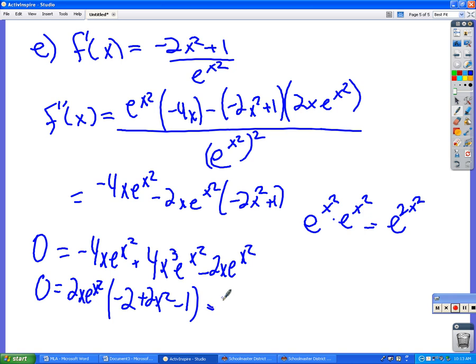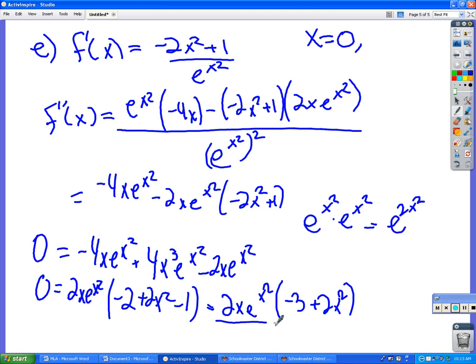So that is 2x e to the x squared times negative 3 plus 2x squared. Set this equal to 0, you add 3, divide by 2, and take the square root. Which one will never equal 0? 2x, oh yeah, never mind, my bad. So x equals 0 is one option. If this equals 0, so that can equal 0.